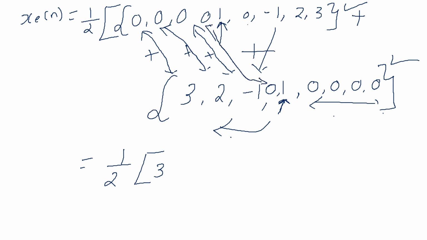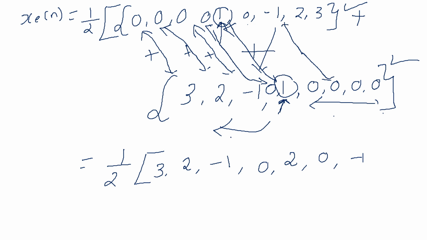0 plus 0 and then finally 1 plus 1. So finally how I can write 3 comma 2 comma minus 1 comma 0 comma. Now 1 plus 1 2 ആണ്. ഒറിജിനൽ 1 plus 1 2 ആണ്. So 2 comma 0 comma minus 1. ഇതും അല്ലേ? minus 1 comma 2 plus 0. ഈ കോമ്പിനേഷൻ.